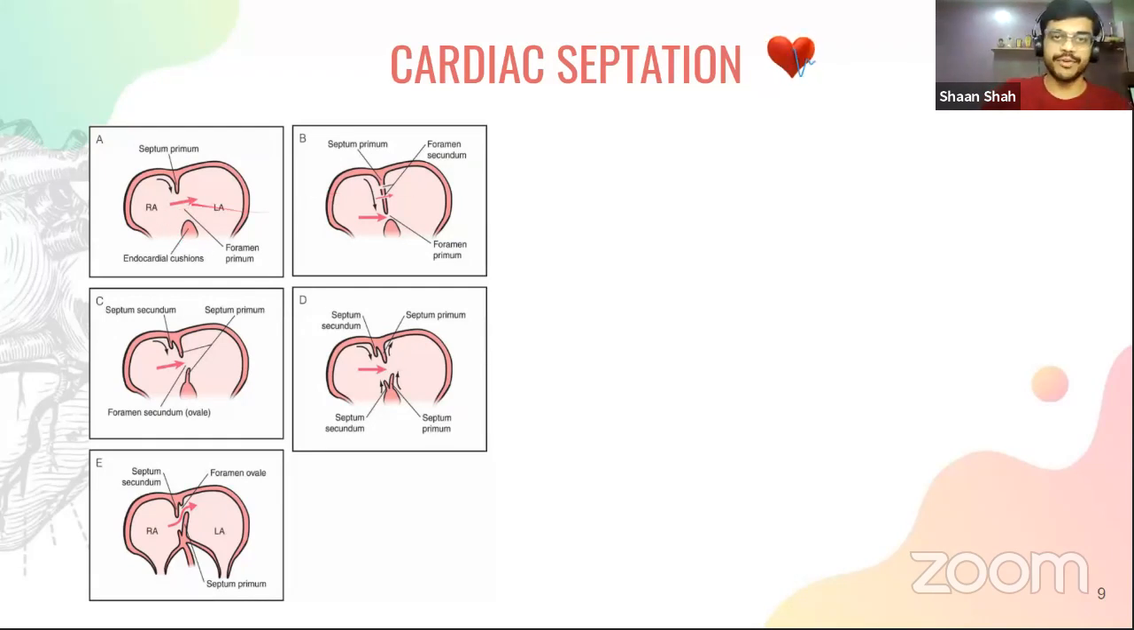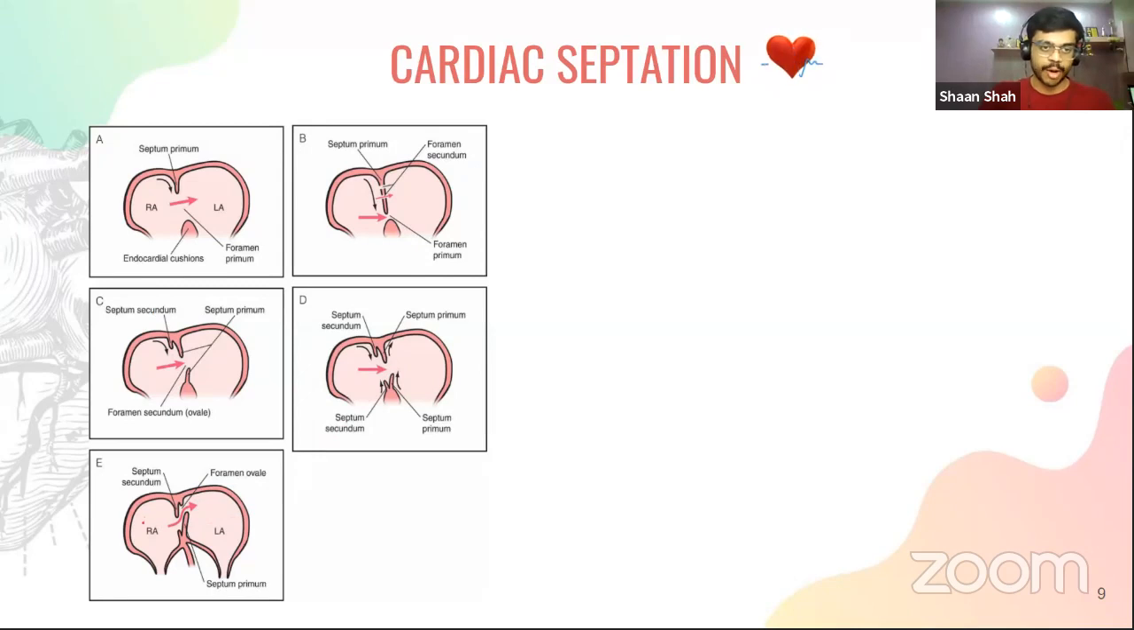So before the septum primum fuses with the endocardial cushions, there occur perforations in the upper part of the septum primum, which is known as foramen secundum. So here the septum primum has fused with the endocardial cushion. Here is the foramen secundum. Now another fold appears from the left wall of the superior vena cava, which is known as the septum secundum. And here is the foramen ovale.